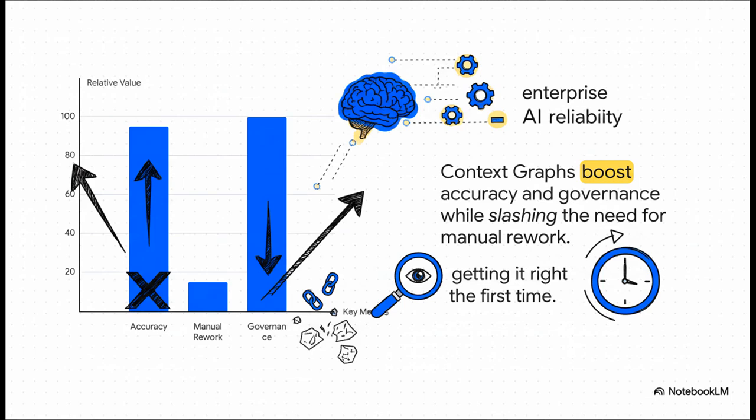And if you're a numbers person, this chart tells the whole story. When you have this context-aware AI, things like accuracy and governance just skyrocket. And at the same time, the amount of money and time you waste on fixing mistakes absolutely plummets. It's all about getting things right the first time, every time, and at scale.